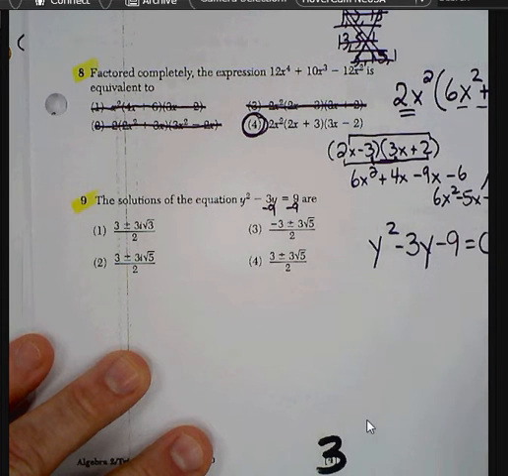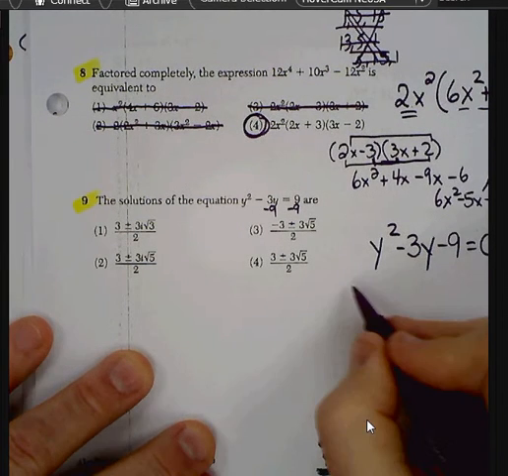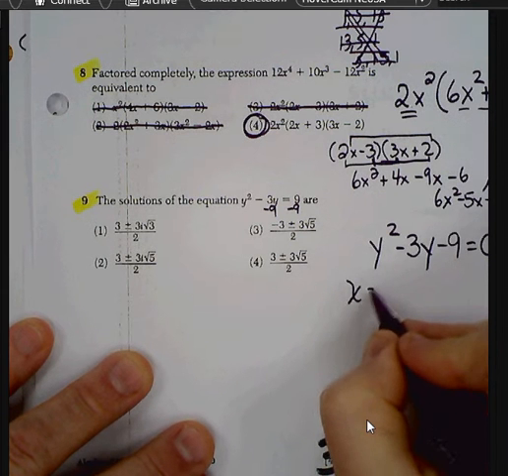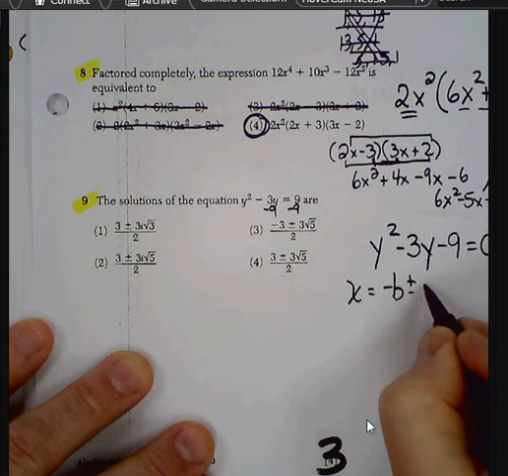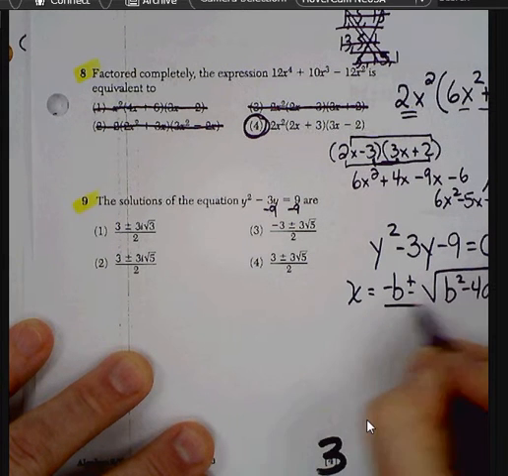If it's going to be a quadratic and I'm solving it, looking at the answers, it's going to be using the formula. So a is 1, b is equal to the number in front of y, that's negative 3, and c is going to be the constant, negative 9. Write the formula down for the quadratic. X equals minus b plus or minus the square root of b squared minus 4ac all over 2a.